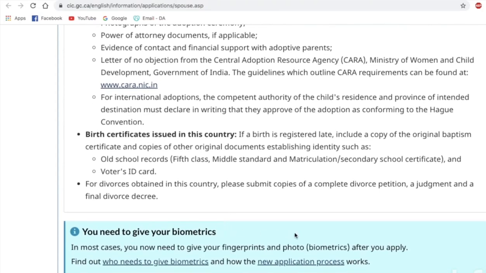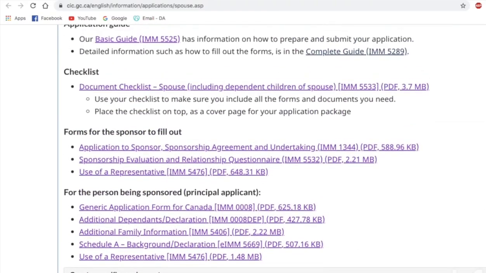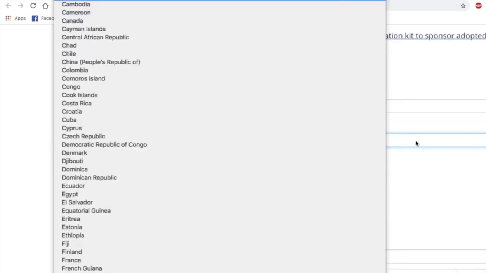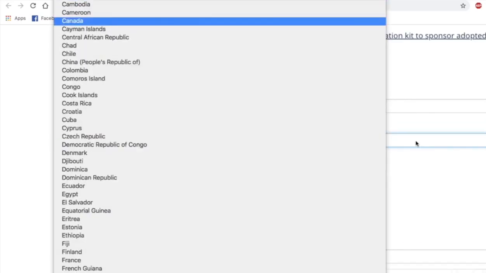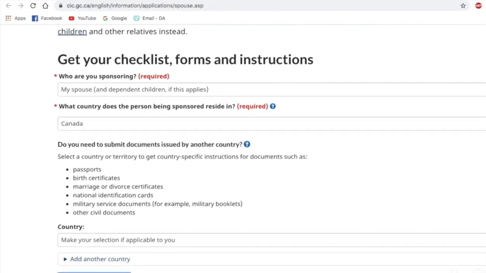Apart from that, you would need a biometrics. That would be something to do later. Okay, now this was for a person living in India, and India was just an example. Just in case the person being sponsored is living in Canada itself, let's see which all documents would be required.